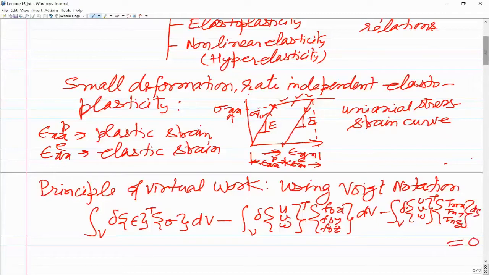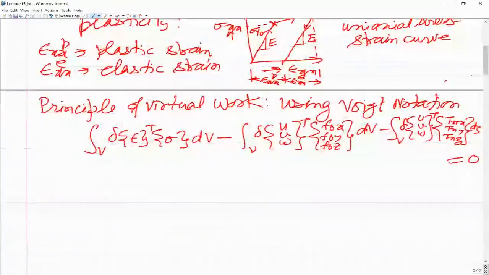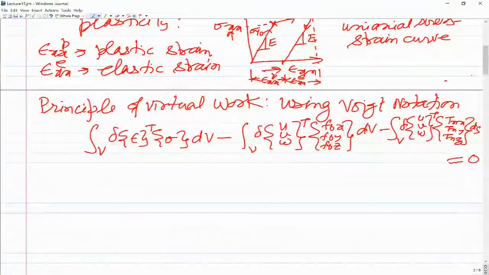So this is the virtual work. Rather than starting from the stress equations of equilibrium, I am starting directly with the principle of virtual work. One can actually start from the stress equations of equilibrium, write the residual statement first, then the weak form, and that weak form would come out to be the way I have just written this principle of virtual work.